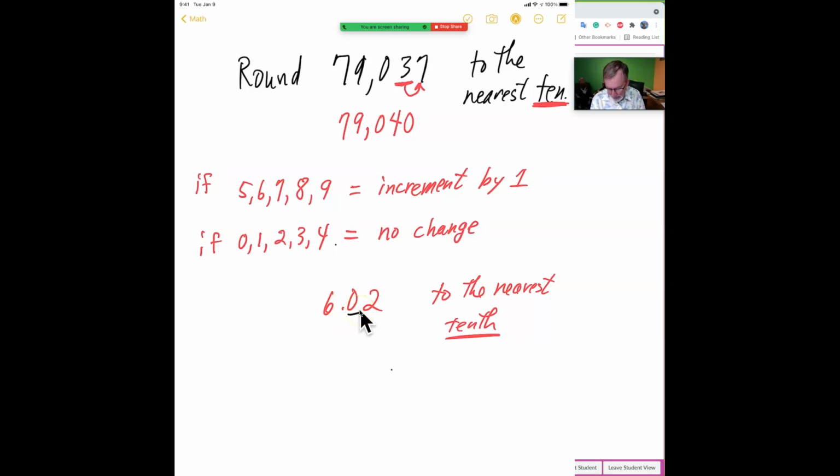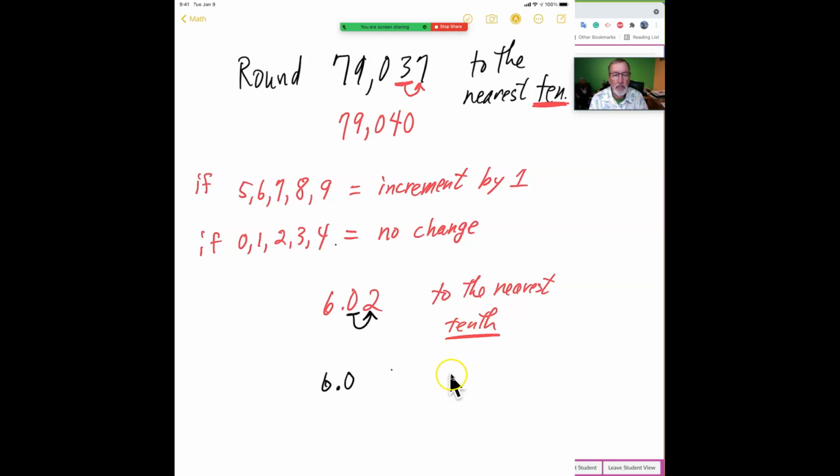We're going to underline it, and we're going to look at the number on the immediate right, which is a 2. So if we go by this rule, it's 0, 1, 2, 3, or 4. There's no change in that number. And then here's another tricky part. The number rounds to 6.0.